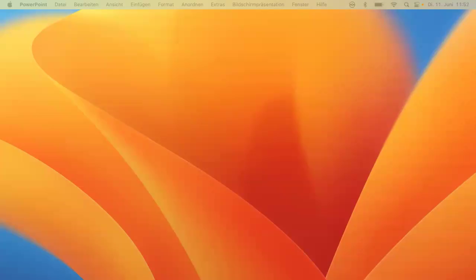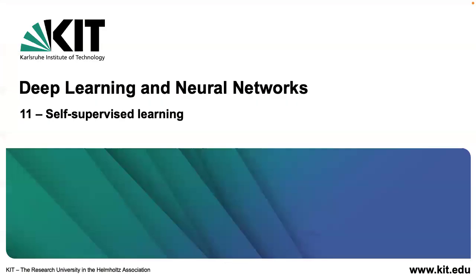the very related lecture on self-supervised learning. And here we are again, we'll look at this type of transfer learning. That is why it's so related.